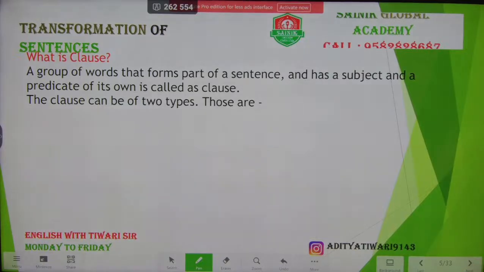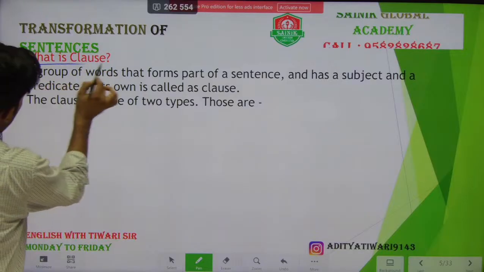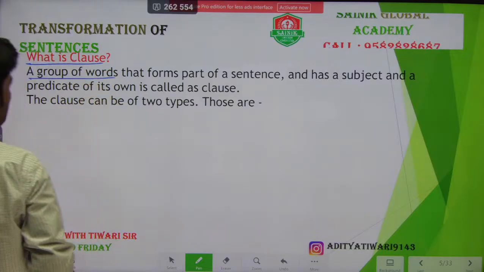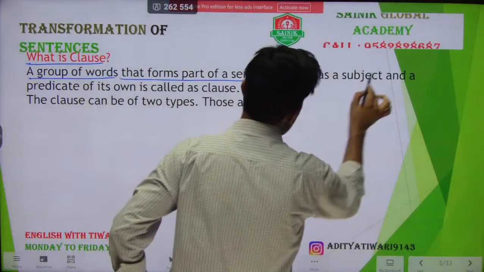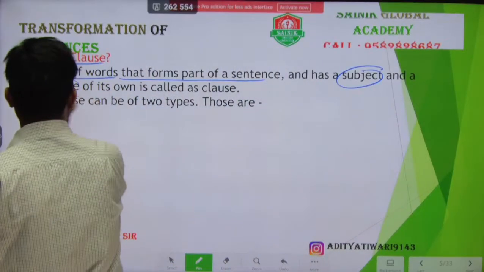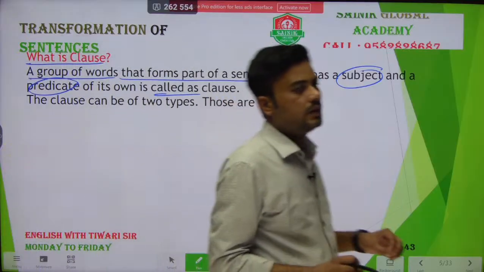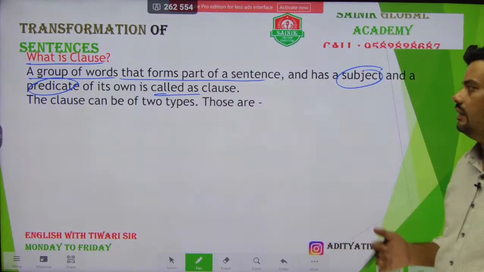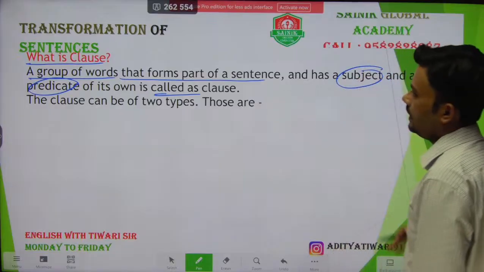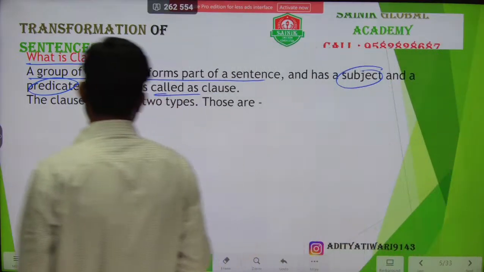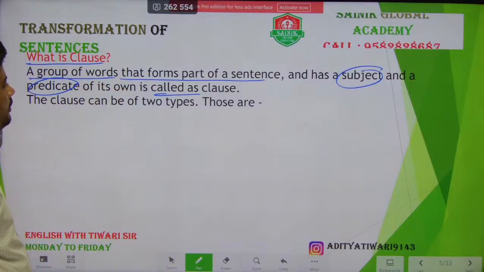Okay, now we are coming to clause. See here, what is clause? In clause we are studying a group of words that forms part of a sentence and has a subject and a predicate of its own, which is called a clause. A clause is a group of words which forms a part of a sentence, and it has a subject as well as a predicate of its own.